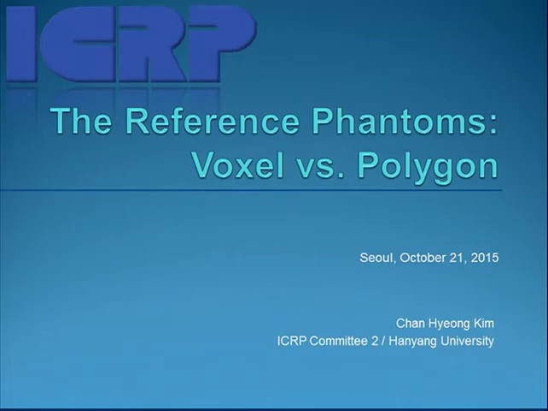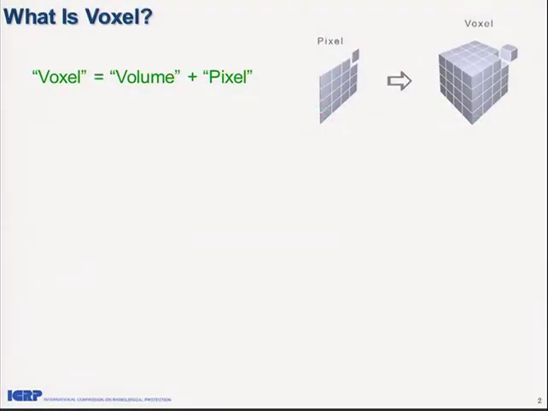Okay, in my presentation, I will introduce the phantom conversion project in ICRP Committee 2, in which we try to convert the current voxel type ICRP reference phantoms into a polygon mesh format to address some limitations of those phantoms in some dose coefficient calculations. But before I start my presentation, I will first briefly introduce the voxel geometry.